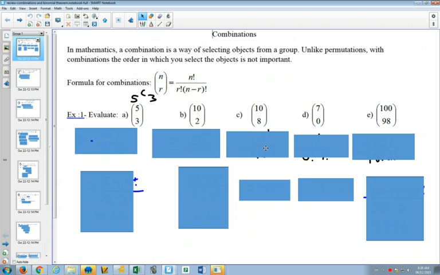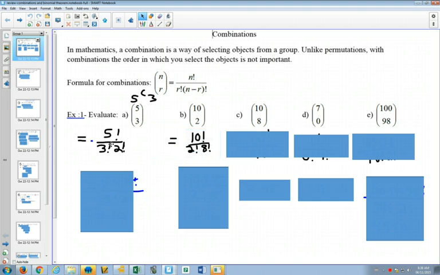So with the first one, 5 choose 3, if you go to the formula, one thing you notice with the formula, and I'm going to put the formula up for each of them, is when you have 5 choose 3, you're going to have a 5 factorial on the top, a 3 factorial on the bottom, and the other number adds up to the 5. So for 10 choose 2, you're going to have a 10 and a 2, and the other number adds up to 10. 10 choose 8 will be 10 factorial over 8 factorial, and the other number on the bottom is 2 factorial.